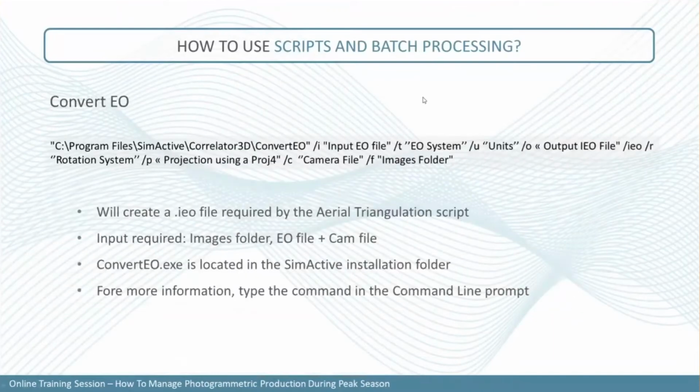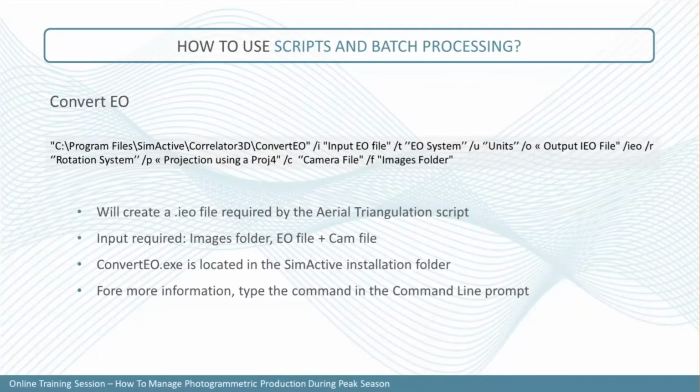So the convert EO, what does this function do? Basically, the convert EO is going to create the EAO file, which is the main directory file we will need to process all of the modules in Correlator 3D. The EAO file usually stores your camera parameters, your exterior orientation information, and also the way that the flight lines are built. So if you want to create this EAO file without going into the graphical user interface, you can call the convert EO, which requires the following elements.